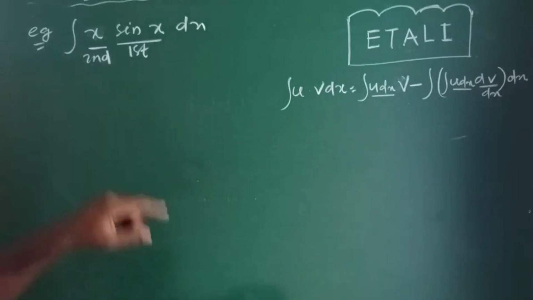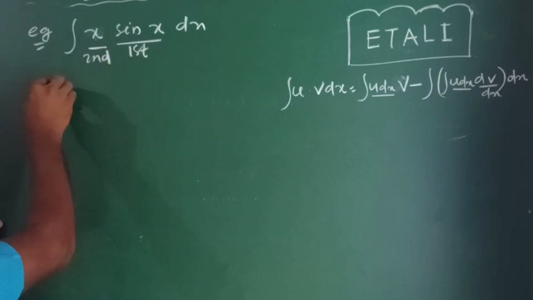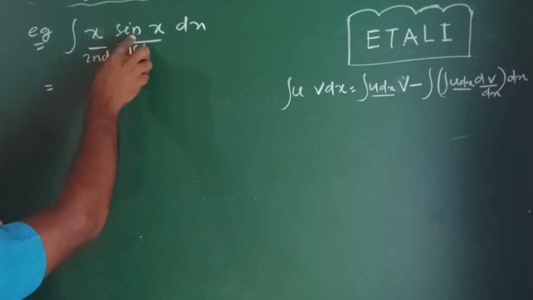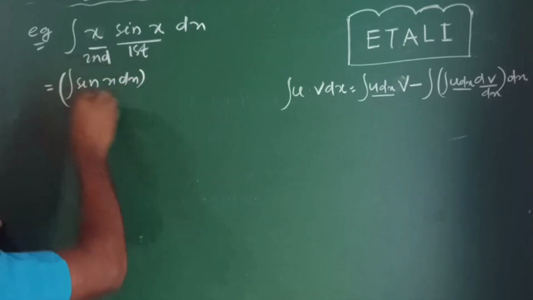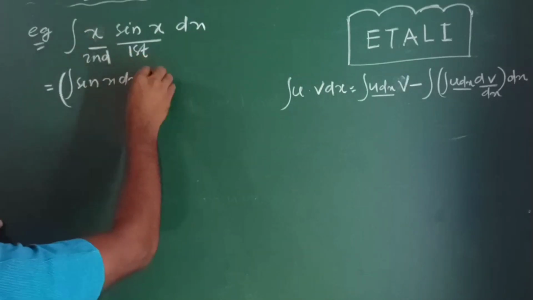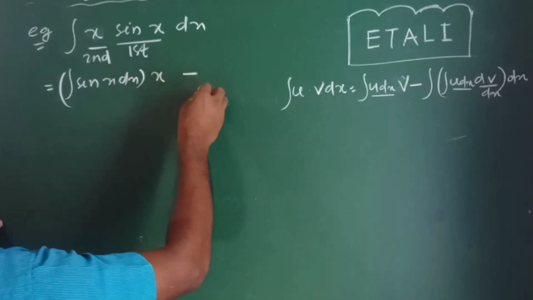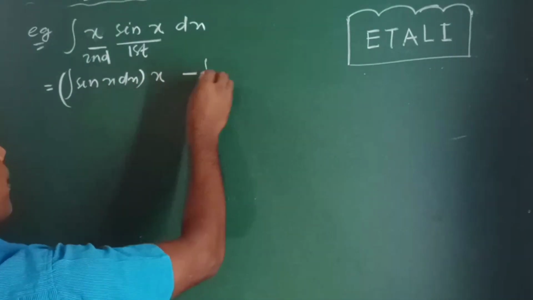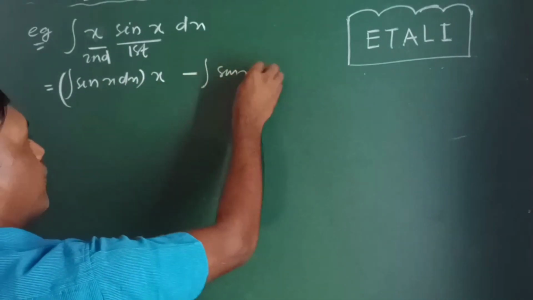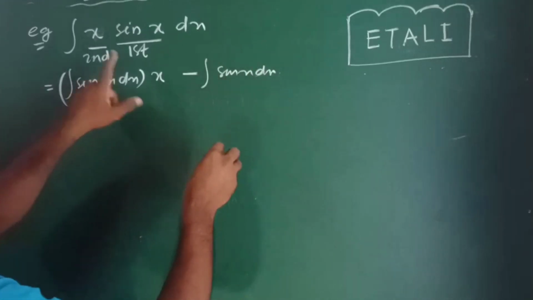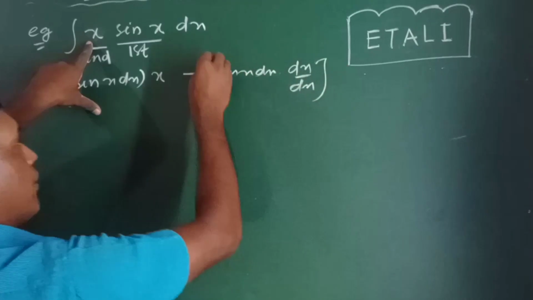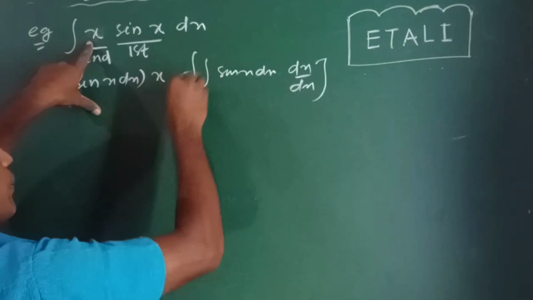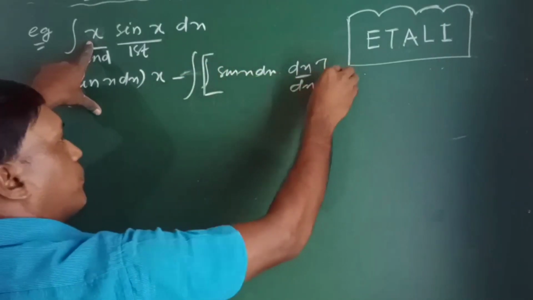So the students, this is first function, this is second function, and we have to apply by parts formula. And the by parts formula is integration of first, that is integration of sin x, into second, which is x, minus integration of first into derivative of second, and integration of the whole.